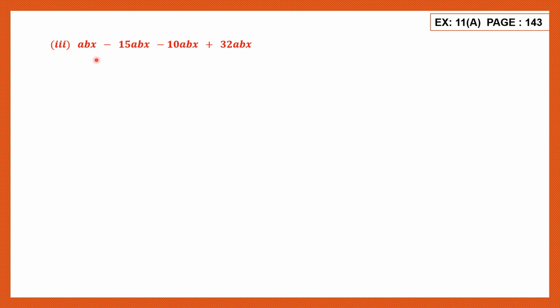Question 3. So here also we have like terms, so we can add and subtract. Let's group all the plus signs and the minus signs. The first one doesn't have a sign, it's understood it is plus. So here we have plus abx, then plus 32abx. Now let's take the minus signs, minus 15abx and minus 10abx. The first one doesn't have a number, it's understood it is 1.